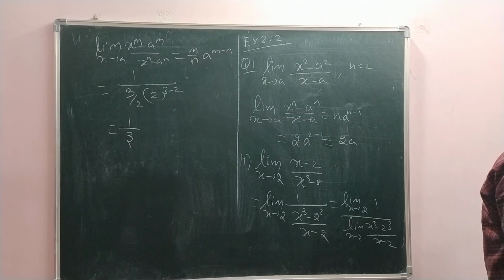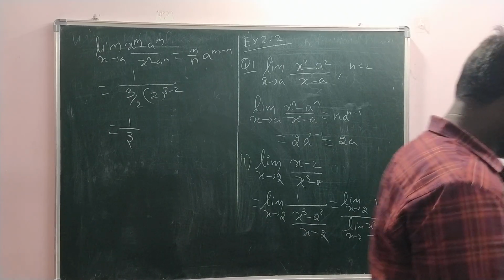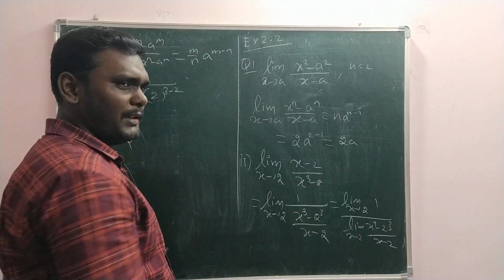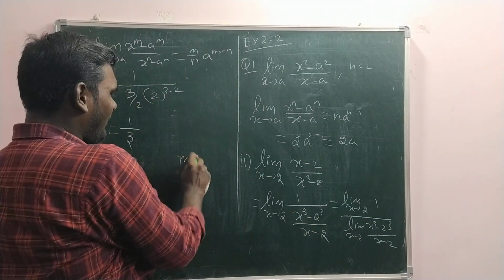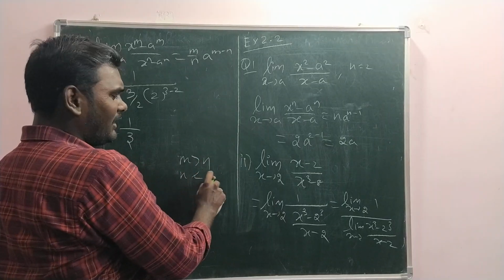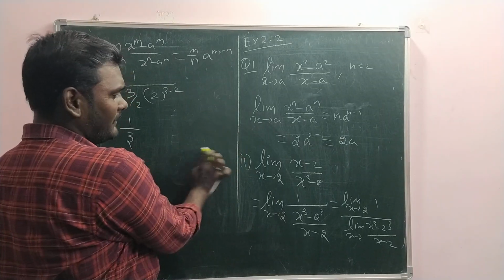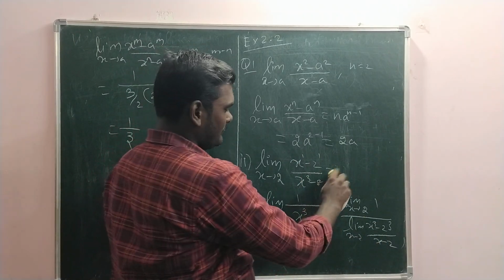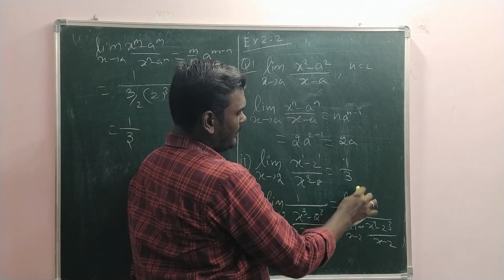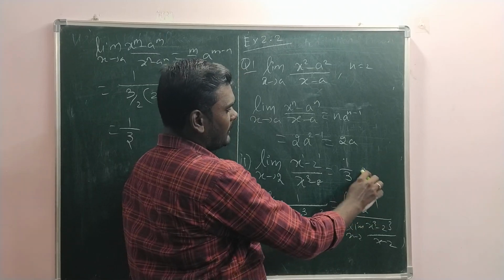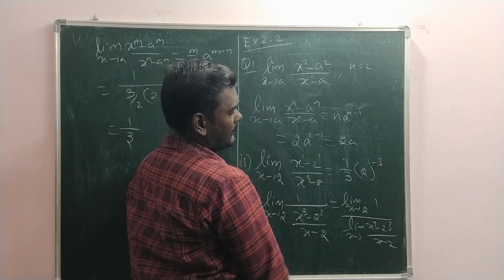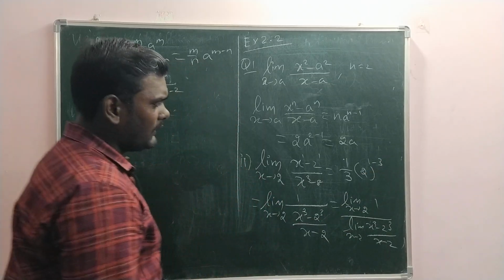Now the same way. Hey, wait. You don't need to split it like this. Because we haven't seen any cases like m greater than n or m less than n. Directly you can substitute the m value 1 and the n value 3. See, this is 1 by 3 into a, which is 2, power 1 minus 3 will come. Is it?